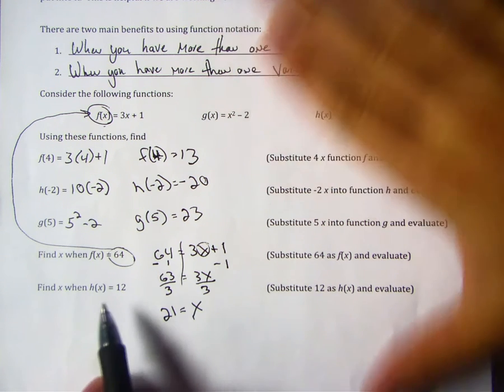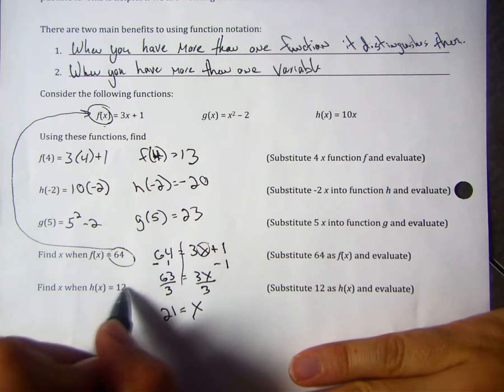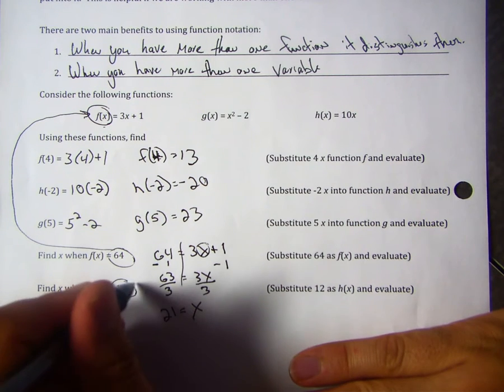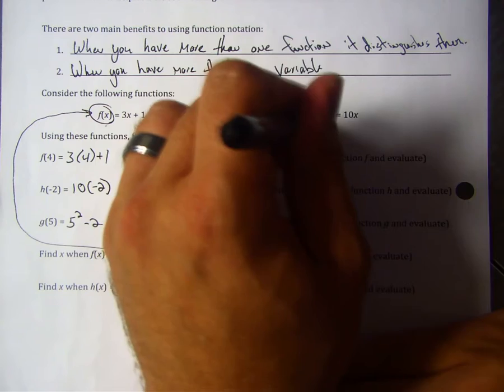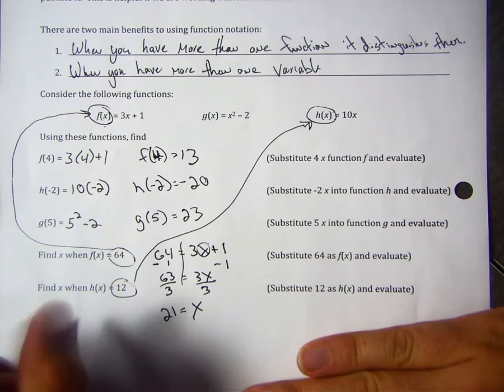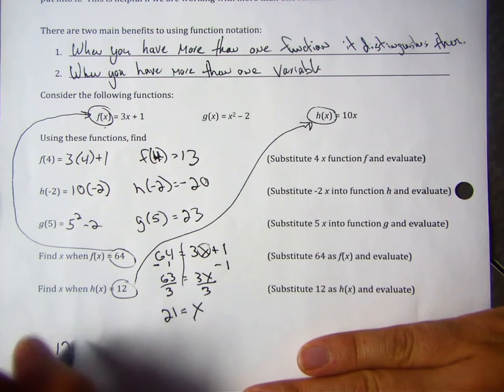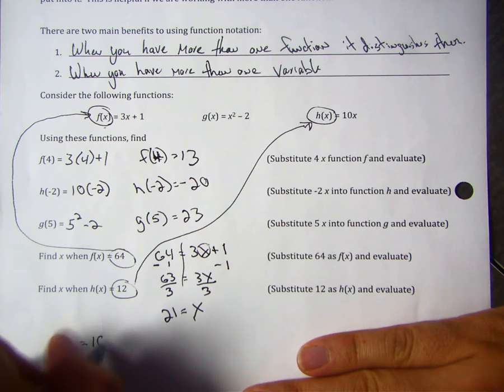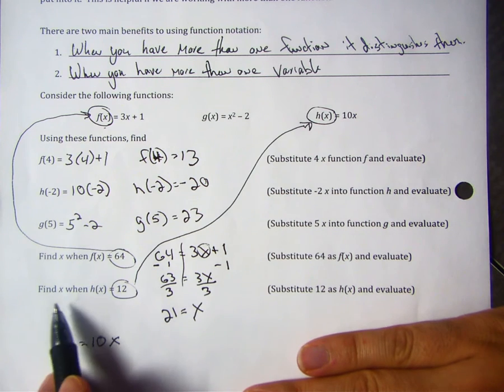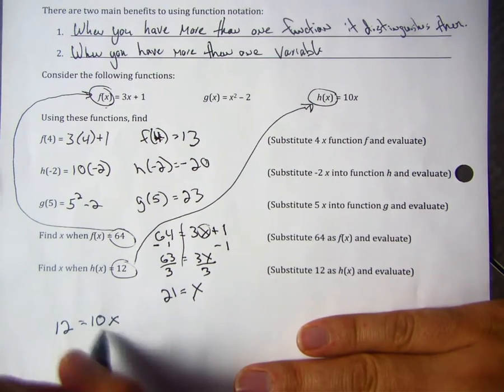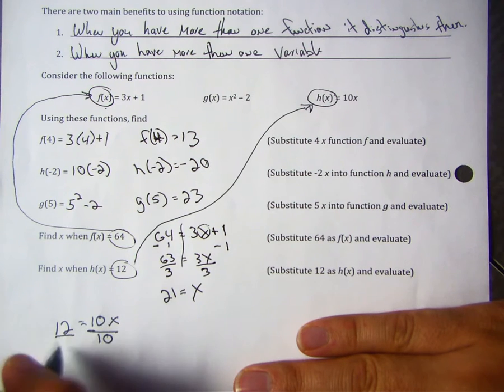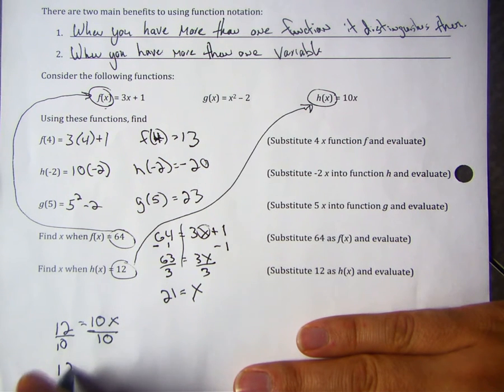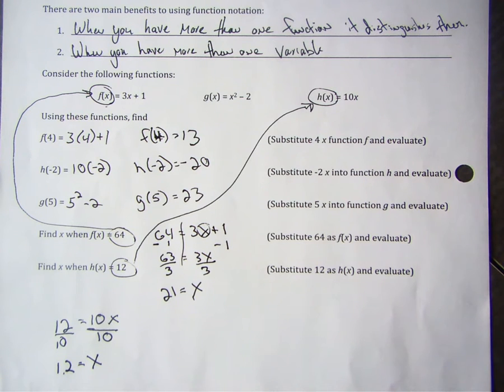Now let's do the same thing for h of x equals 12. So again, we're going to take the 12, and in this case, we're going to put it in for the h of x. So I'm going to put 12 in, equals 10 times x. We don't know what x is, we're trying to find x. So to solve this, we divide by 10, and 12 divided by 10 is 1.2 equals x.